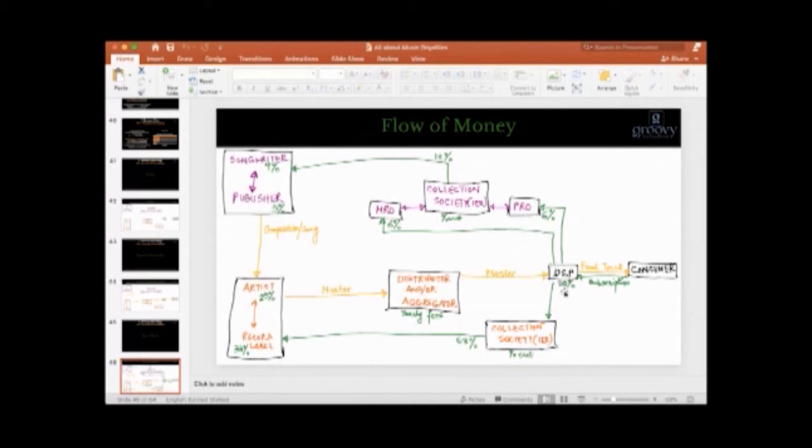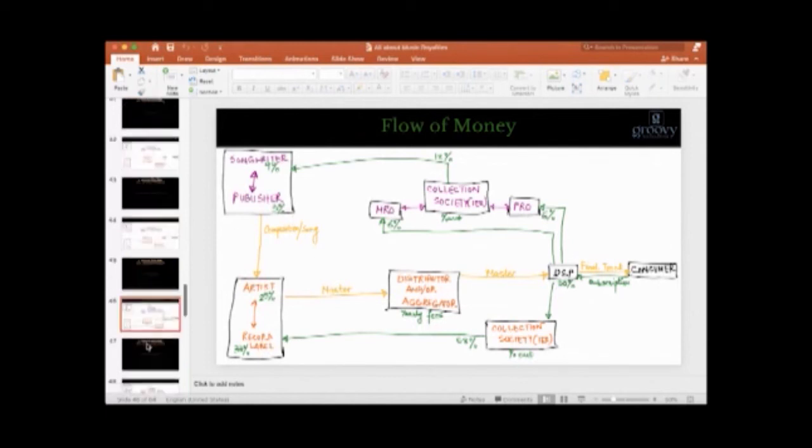On the other side, the DSP pays the remaining 58% through the collection societies, to the record label and the artist, and the distribution is something like this. The collection societies on both sides take a percentage cut on the revenue flowing through them from the DSP to the final creative producer.